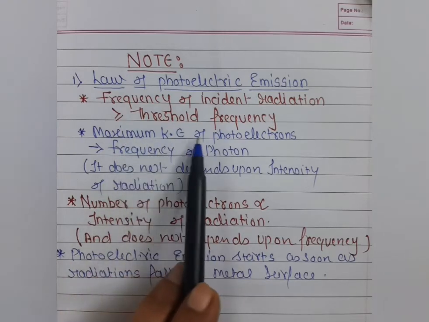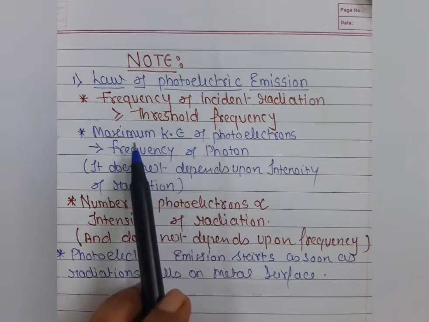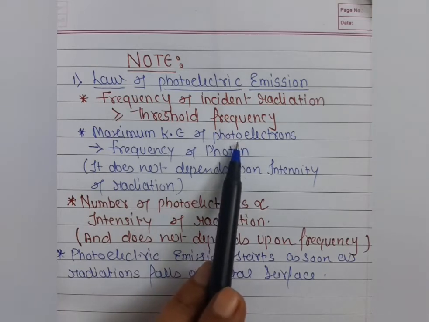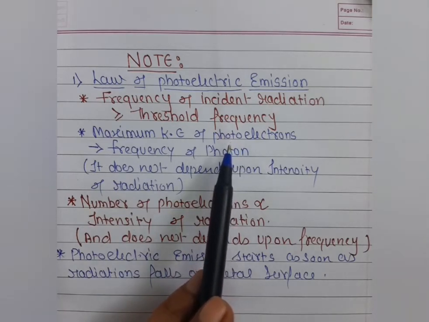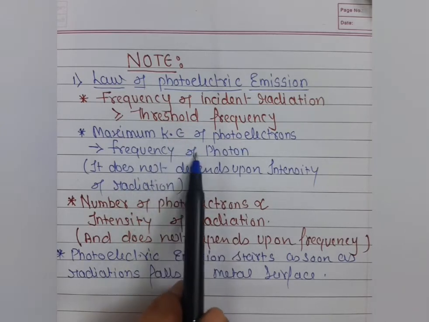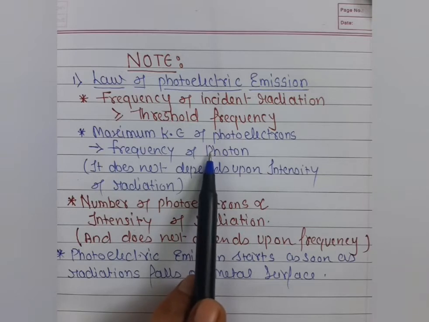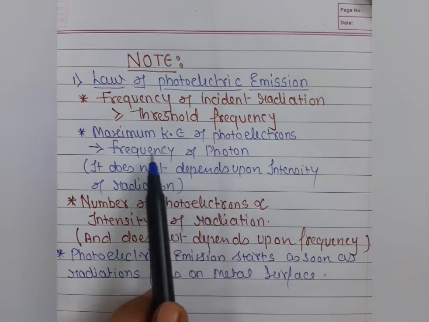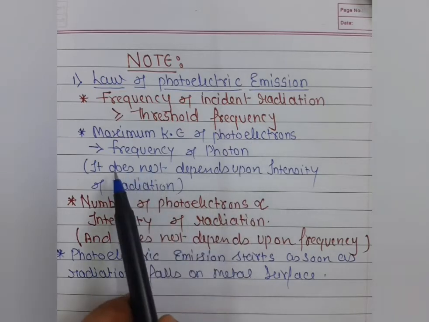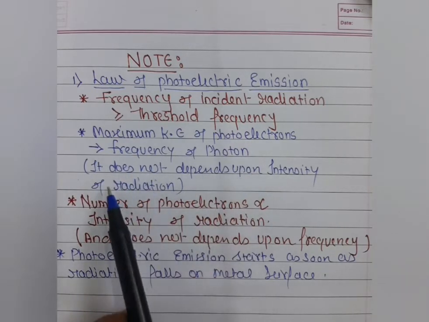The maximum kinetic energy of photoelectrons, it means some electrons have maximum kinetic energy. As you know very well, students, what is a photoelectron? The electrons ejected by light are known as photoelectrons. So when the photoelectrons get maximum kinetic energy, it happens because of the frequency of the photon, the packet energy of the light. The maximum energy of light provides maximum kinetic energy to the electrons. Clear? And remember this point, students, it does not depend upon the intensity of radiation.